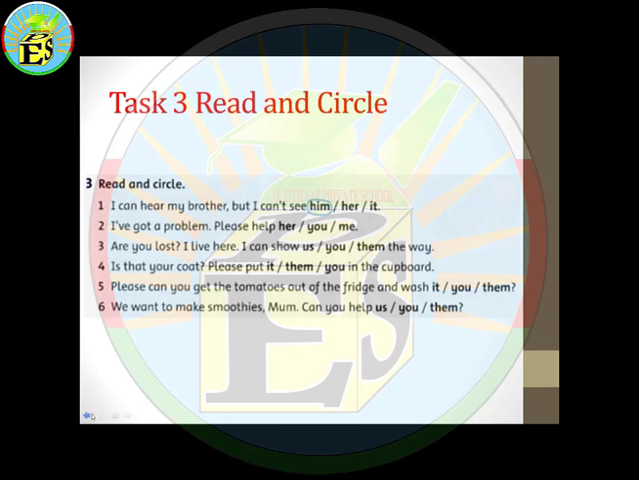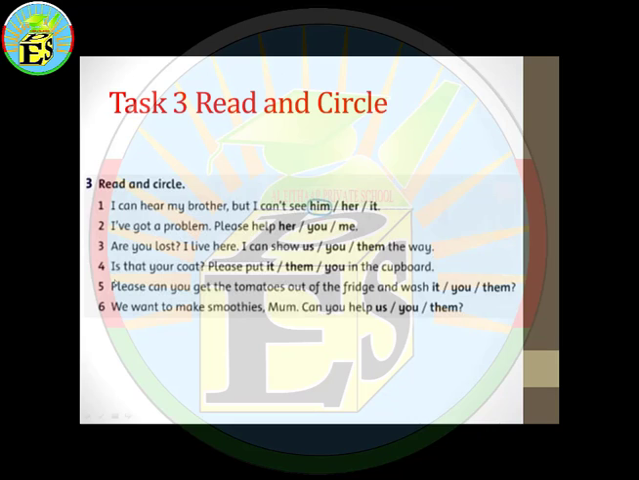Number 3, are you lost? So somebody is asking somebody else, are you lost? I live here. I can show you, us, or them the way. So someone is asking somebody else, which one of these object pronouns is correct? You. The pronoun you.